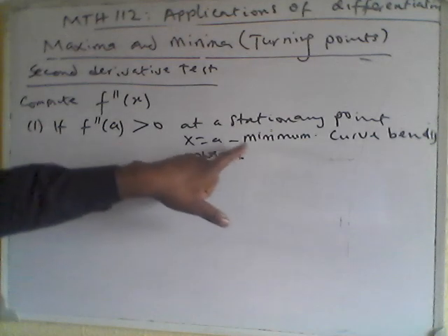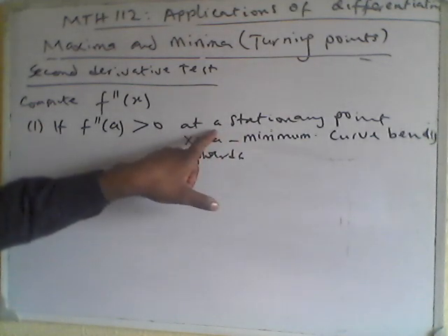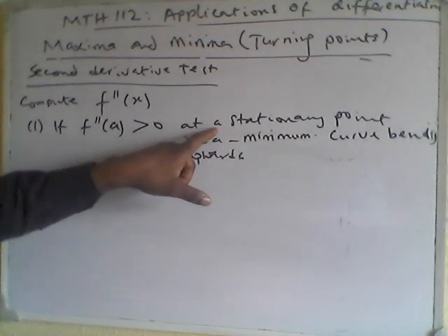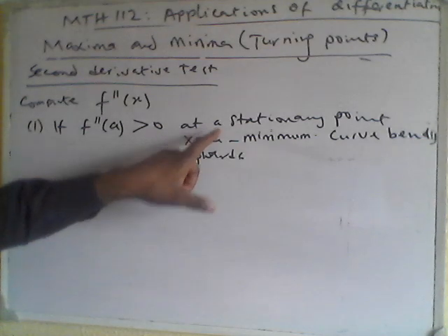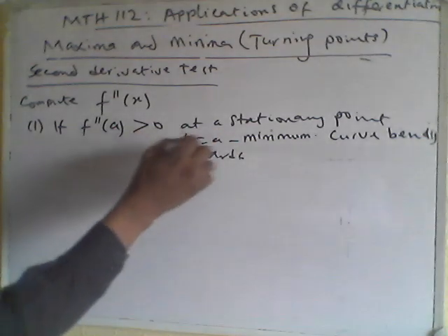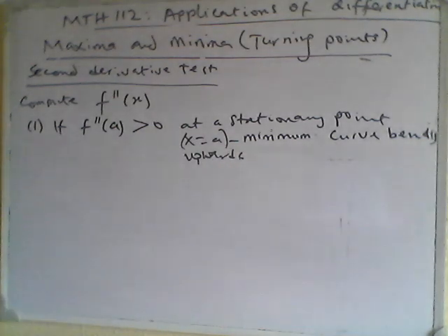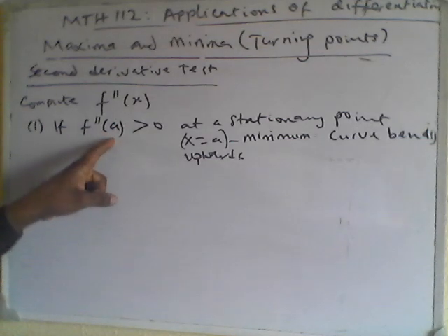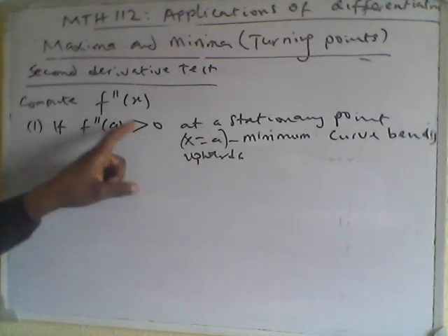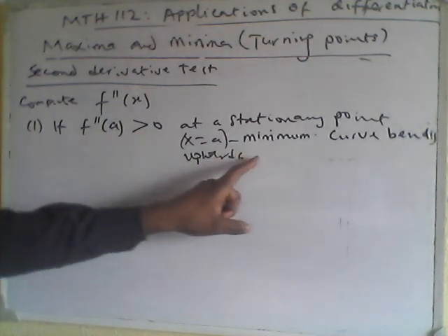So f prime prime of a greater than 0, a is the minimum, it is the stationary point. You understand? This a is the stationary point. So how do you get the stationary point? Remember, when we differentiate by first principle and equate to 0, the value of x when you equate to 0 is the stationary point. So that stationary point, if you put it in the second derivative and it's greater than 0, you understand, you have minimum.